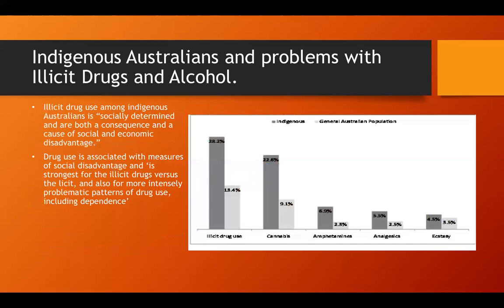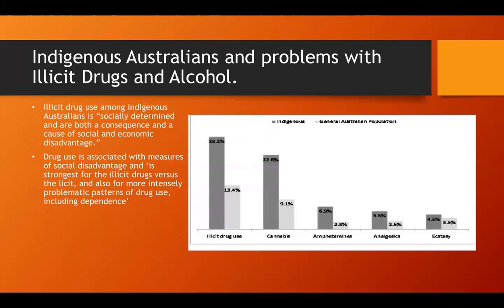So now I'll be looking into Indigenous Australians and problems with illicit drugs and alcohol. Firstly, I'll just talk about illicit drugs. Illicit drug use amongst Indigenous Australians is socially determined and is both a consequence and cause of social and economic disadvantage. So what this means is Indigenous Australians' social status and their economic disadvantage are in complete relation with drug use, okay? Socially determined means their social status. So what that means is where they are in their social group and where they belong in society.